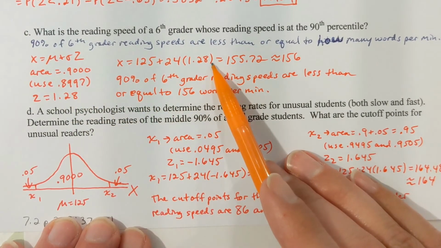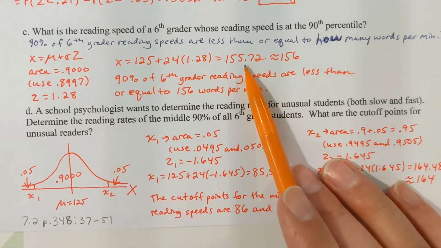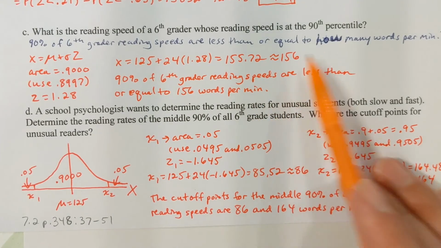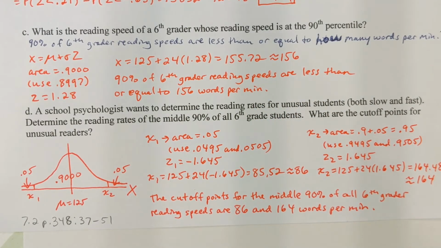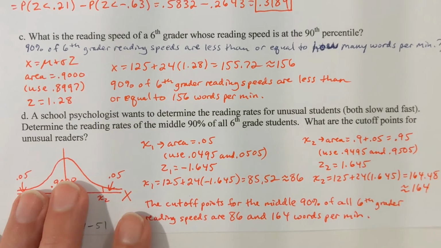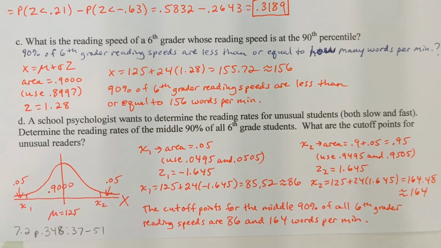Plug in the numbers and simplify. You get 155.72. I've rounded that to a whole number value. So I would conclude that 90% of 6th grader reading speeds are going to be less than or equal to 156 words per minute.